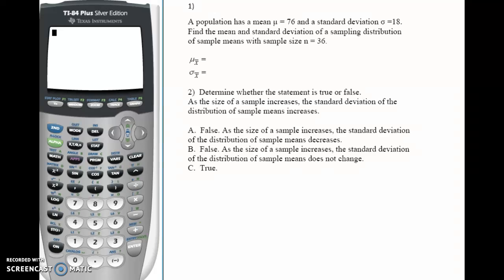I tell my students in my face-to-face classes that the mean is the mean is the mean. So the mean mu sub x bar is just the mean of the population. So it's just 76. On the other hand, sigma sub x bar is the standard deviation sigma of the population divided by the square root of your sample size. So it's 18 divided by the square root of 36. I would normally do it in my head, but just in case, it's 18 divided by 6, which is 3.